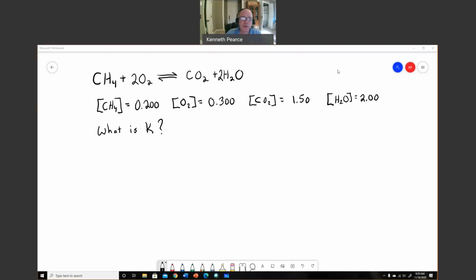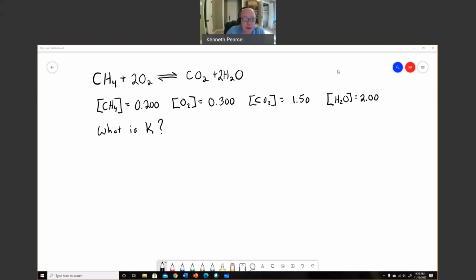And we can tell that it is an equilibrium because the equation has a double arrow, which means that there is a forward reaction and a reverse reaction. And we have the concentration we want to find, K. So there's a two-step process to this. This is pretty much what it's all about.